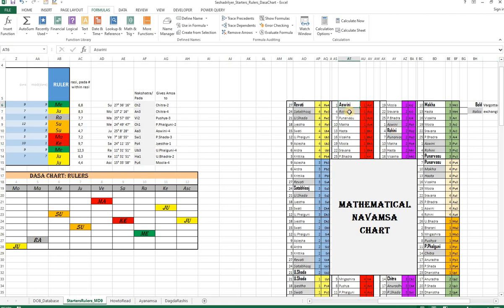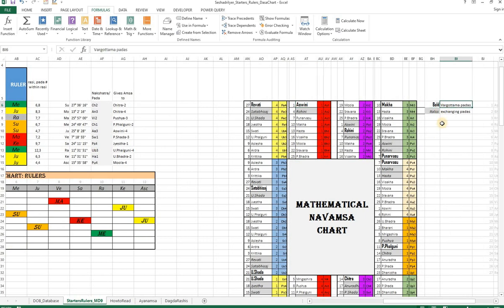Ashwini 1 would fall here. Similarly, you go around, and these are the navamsa positions of the planets. So all the first padas of these stars will fall here. Any star that is bold means that in the Rasi and in the Navamsa, it is in the same position. That is called a Vargotama Pada.